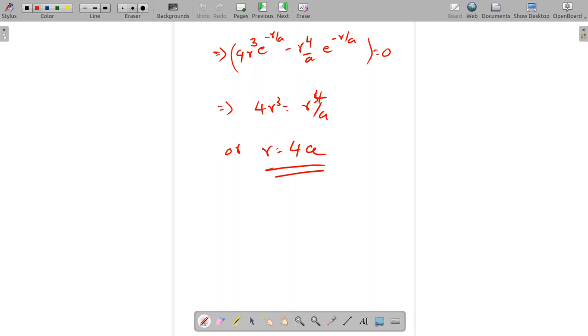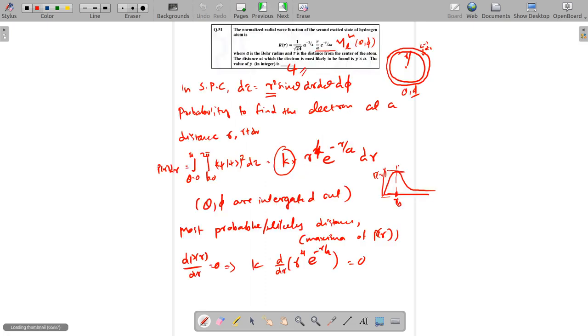You can pull this common factor out, and that will give you at the end 4 r cube equals r raised to 4 by a, or r equals 4a. So at a distance r equals 4 times the Bohr radius, you have maximum probability, and that's the answer. The answer is 4.